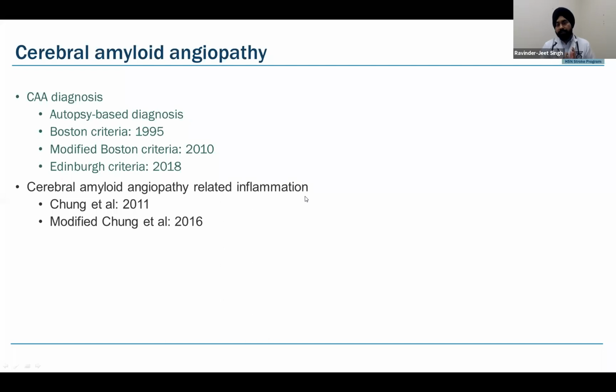So looking at diagnostic criteria themselves, as I alluded, before 1995, it was basically an autopsy-based diagnosis. In 1995, the original Boston criteria was published, and this was a group from MGH. Subsequently, this criteria was modified as new biomarkers emerged, which again, I will show how that got modified and what the modification entailed. So the Edinburgh criteria came into the picture in 2018, which is a CT-based criteria compared to the previous two, which were MR-based and pathology-based criteria. And also now there's a widening spectrum with the inflammation, and therefore two new criteria have come up for the amyloid angiopathy related inflammation.